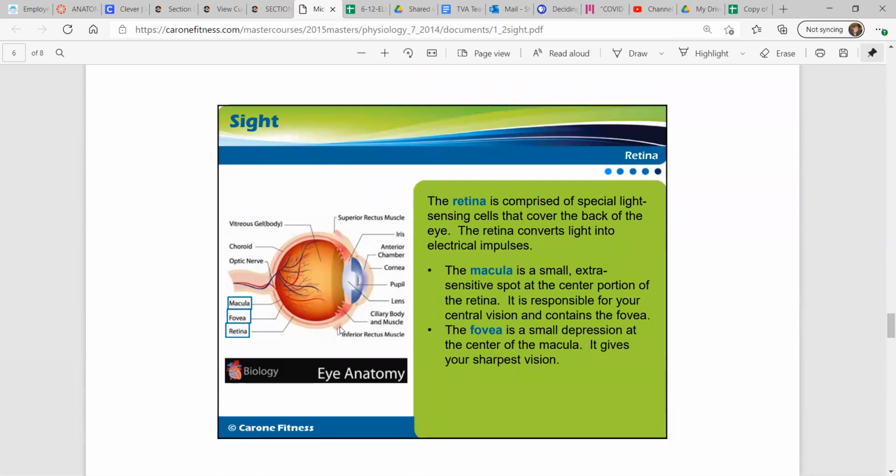The retina is comprised of special light sensing cells that cover the back of the eye. The retina converts light into electrical impulses. The macula is a small, extra sensitive spot at the center portion of the retina. It is responsible for your central vision and contains the fovea. And that fovea is a small depression at the center of the macula. It gives you your sharpest vision.